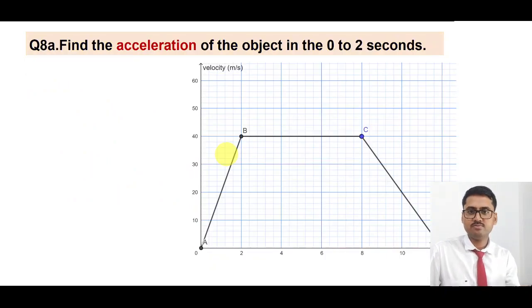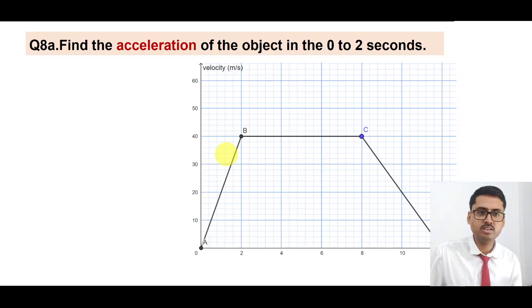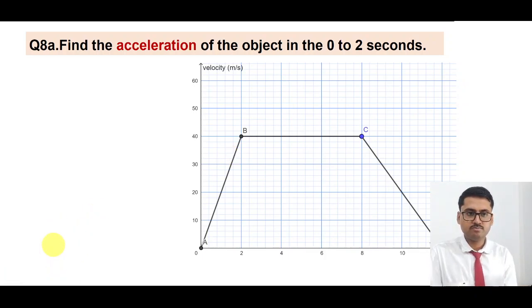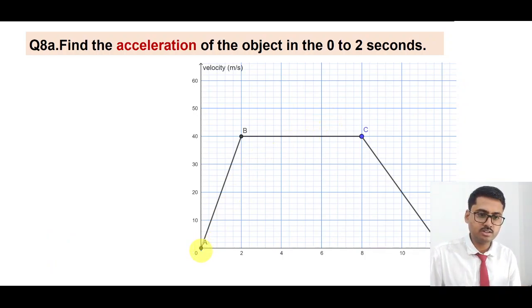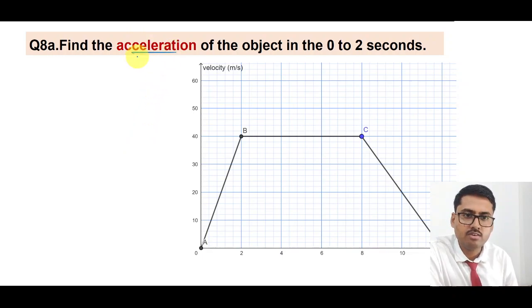Now we have question number 8. This is going to be in 3 parts. We have part A, B and C. So whatever we have done, it's like the sum of all 3 questions. We will first find the area under the graph, find the acceleration of the object in the 0 to 2 seconds. Okay, we have to find acceleration. Well, we can find the acceleration and we can find the area as well.